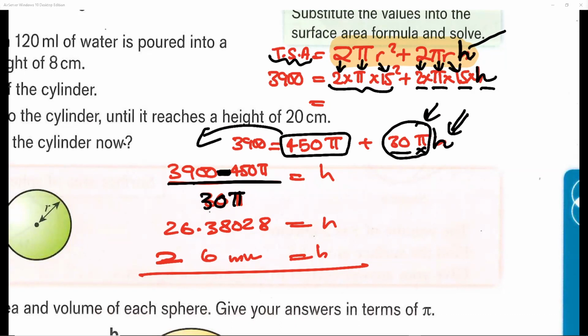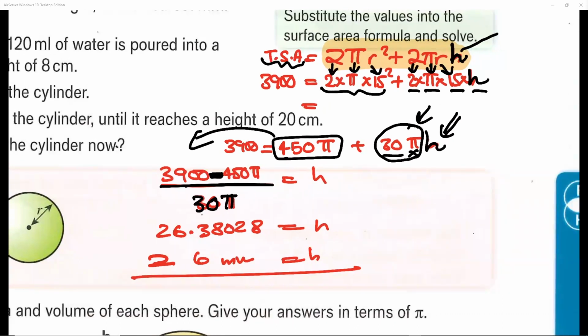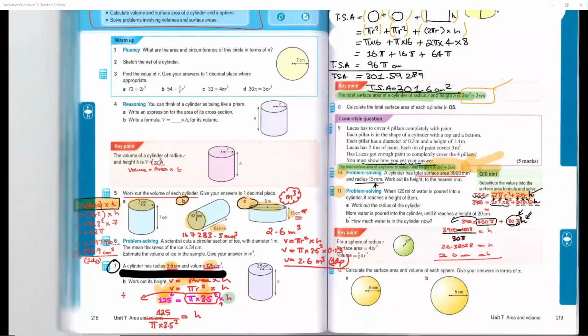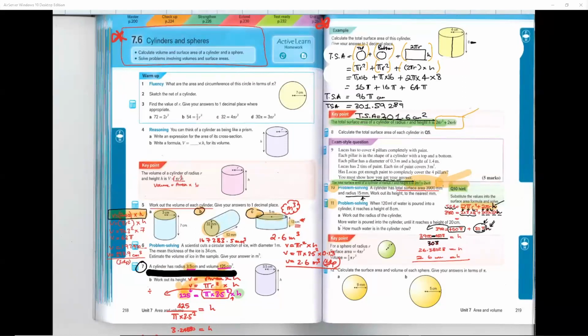Okay, sorted. So we've got all the values, we know everything apart from the H. We rearrange it, make H the subject. H is 26 millimeters. Are we happy with that question? Yes? So let's have a look at what we're going to be doing for homework.